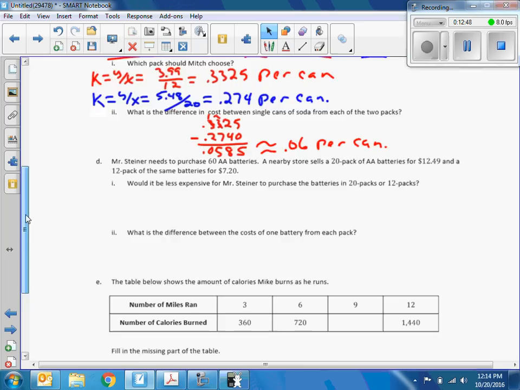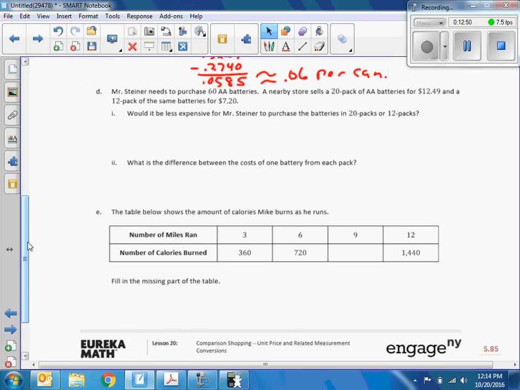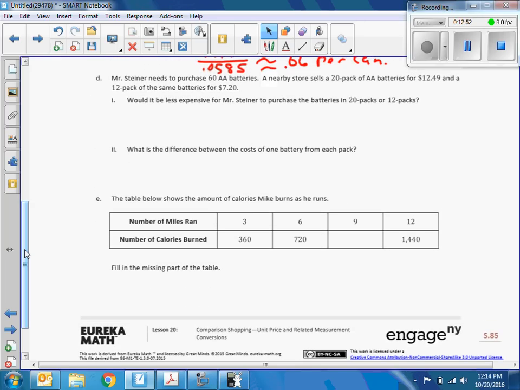And D. Mr. Steiner needs to purchase 60 AA batteries. A nearby store sells a 20-pack for $12.49. 20-pack, $12.49. 12-pack, $7.20. Would it be less expensive for Steiner to purchase the batteries in 20 packs or 12 packs?